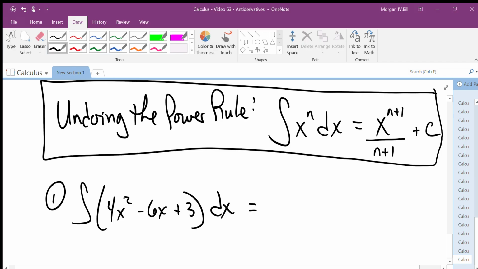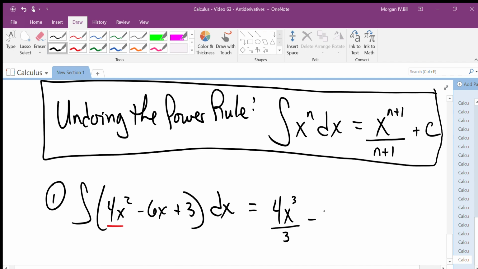And so the way we do this is, I'm going to look at 4x squared separately from the negative 6x and the plus 3. And I'm going to add 1 to the exponent there. And so I get 4x to the third. And then I'm going to divide by my new exponent of 3.